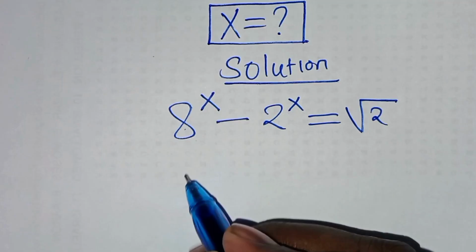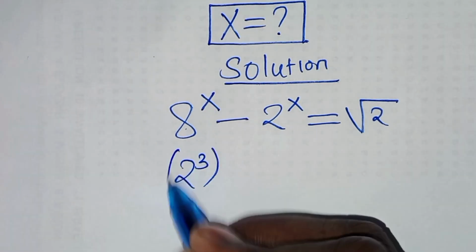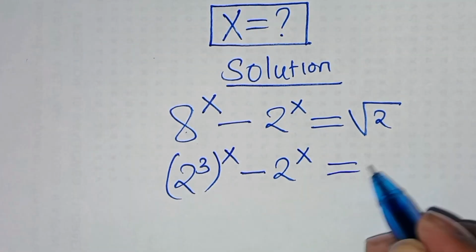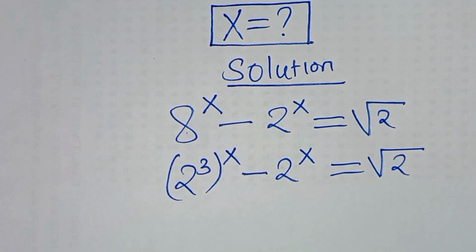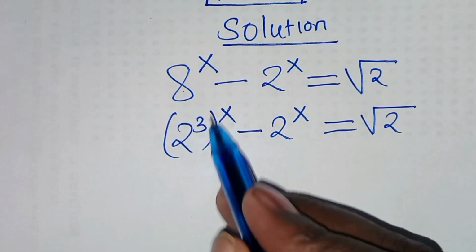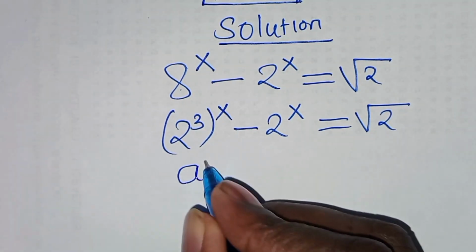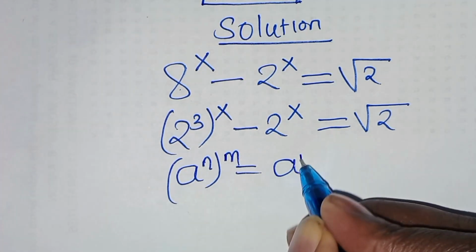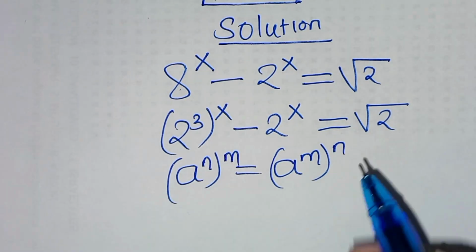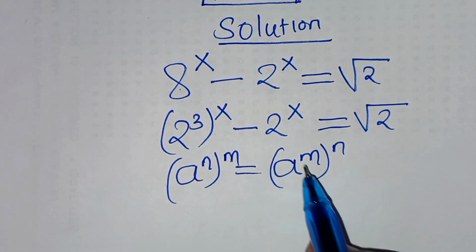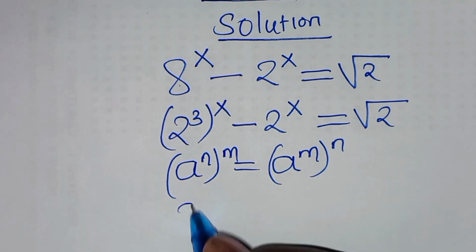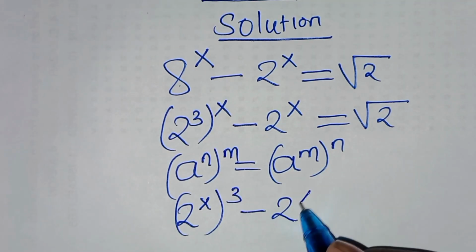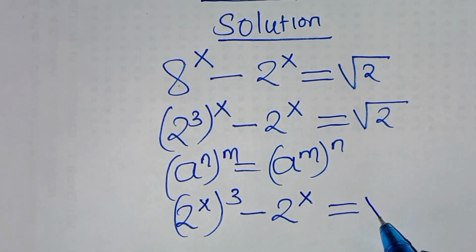We can express 8 as 2 to the power 3 raised to the power x, subtract 2 to the power x. This is equal to square root of 2. The next step is that 2 to the power 3 raised to the power x is in the form of a to the power n raised to the power m, which we can express as a to the power m raised to the power n. Applying this exponent property, we have 2 to the power x raised to the power 3 subtract 2 to the power x. This is equal to square root of 2.